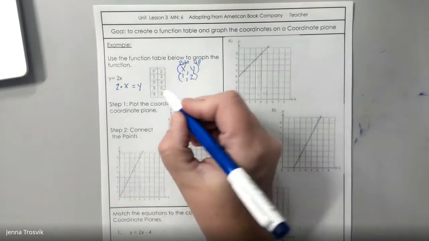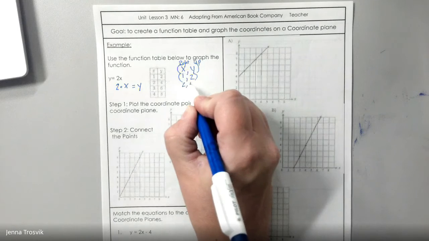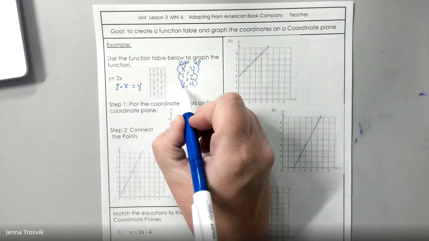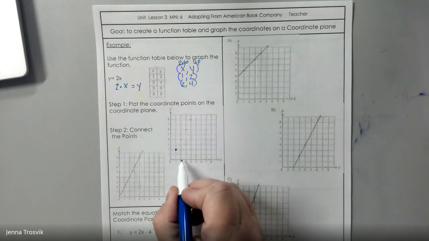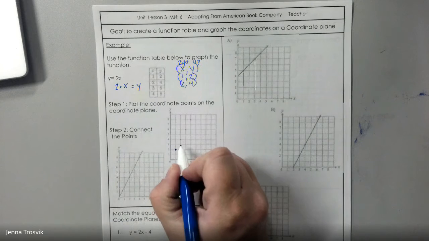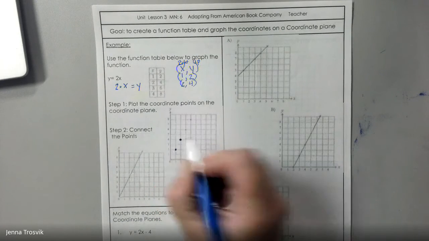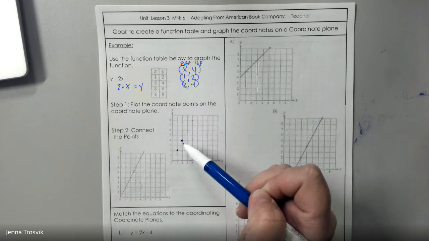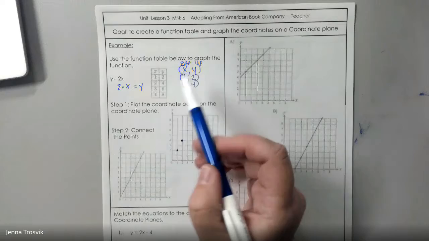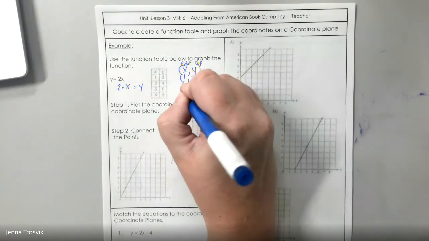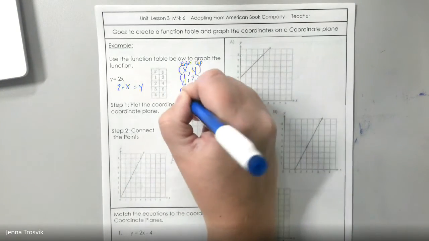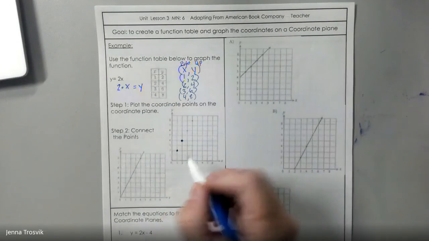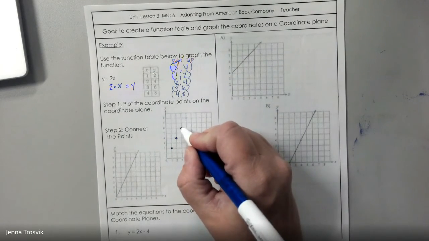Next, my second coordinate would be 2 and 4, because 2 would be my x, 4 would be my y. So I would go over 2 to the right, and up 1, 2, 3, 4 for my second number in my coordinate plane, or my second dot. 3 and 6 and 4 and 8 will be my next dots. My 3, I would go over 3 and then up 6. That would be this dot.